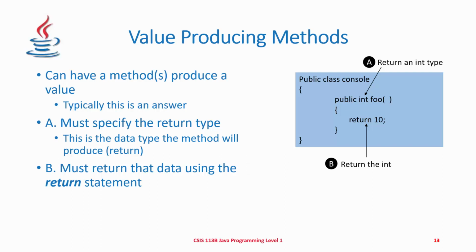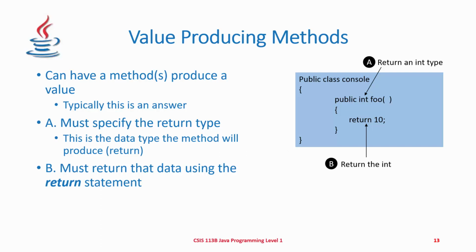Now we look at value producing methods, which are methods that will return a value. So your program can have a method or methods that is capable of producing a value or return value. And that can be referred to then as an answer to the message. Again, that's not a terminology I prefer to use. I just say it's returning a value.